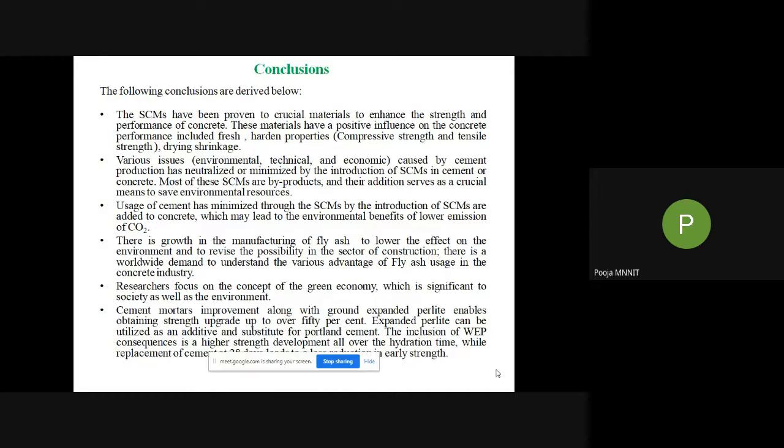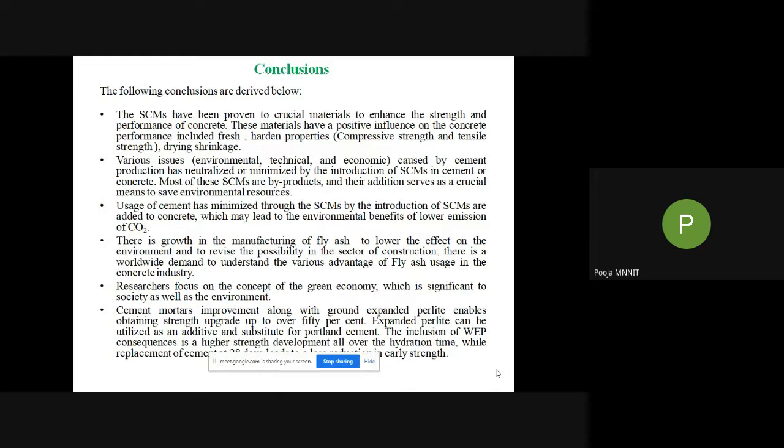The following conclusion can be derived below. The performance and the strength of the concrete has been enhanced by using the supplementary cementing material. These materials have a positive influence on the concrete performance, like fresh properties, hardened properties, including compressive strength, tensile strength, and also the durability properties. And the environmental, technical, and economic issues caused by the cement production have been neutralized or minimized by using the supplementary cementing material in the cement or concrete.